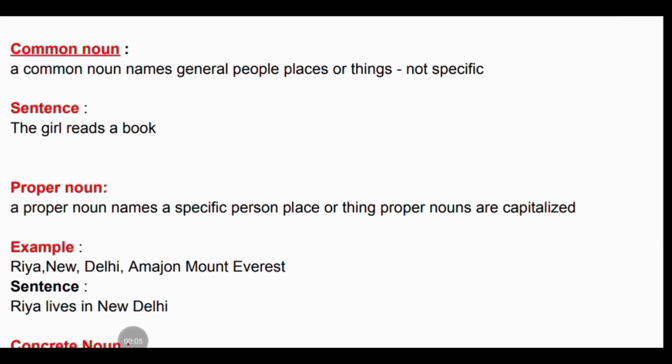Today we will learn everything about nouns, the building blocks of every sentence. By the end of this video, you will easily spot different types of nouns and use them correctly. Let's get started.